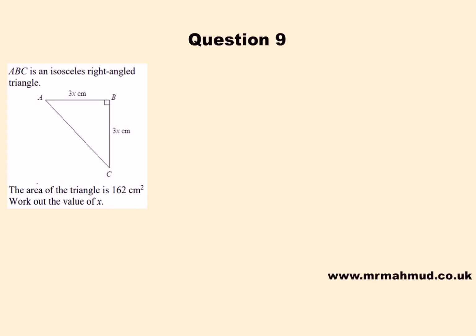Question 9, another problem solving question. ABC is an isosceles right angle triangle. And we've got the triangle, the height is 3x centimeters and the base is 3x. The area of the triangle is 162 centimeters squared. Work out the value of x.